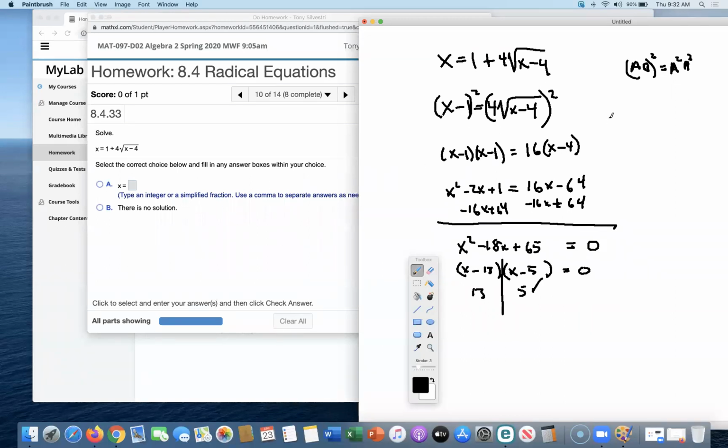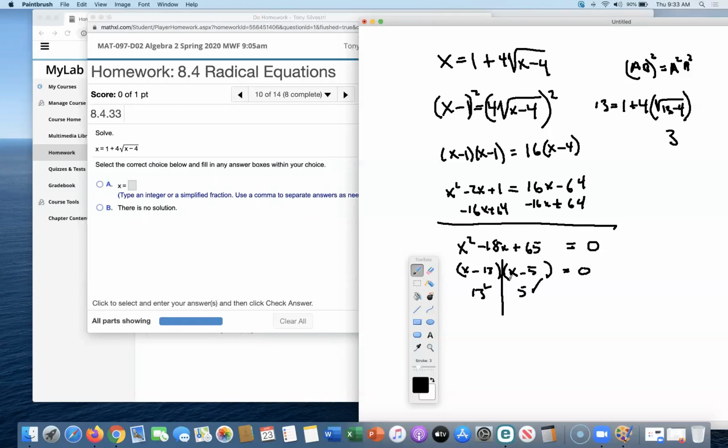Now let me try the 13. Let me put it up here. Just plug in 13. I get 13 equals 1 plus 4 times the square root of 13 minus 4. Yeah, this is going to work, because this gives me the square root of 9. Square root of 9 is 3. 3 times 4 is 12. 12 plus 1 is 13.